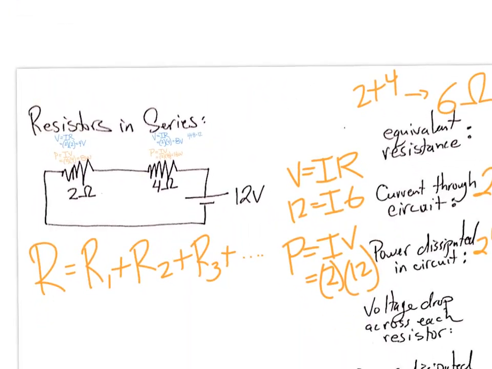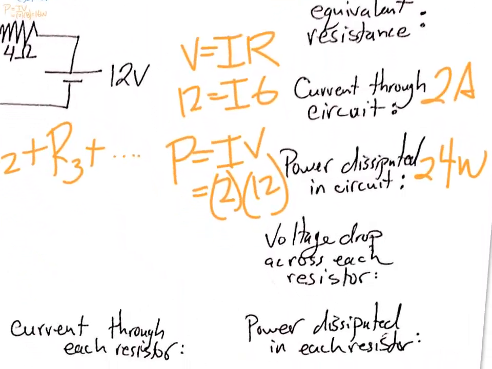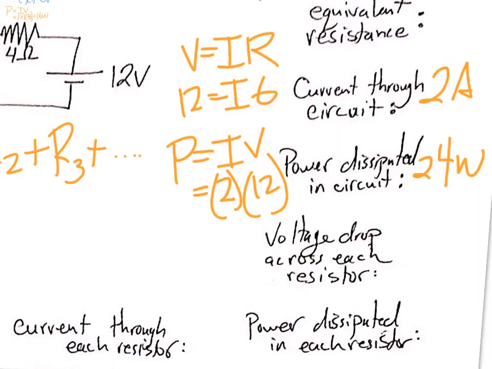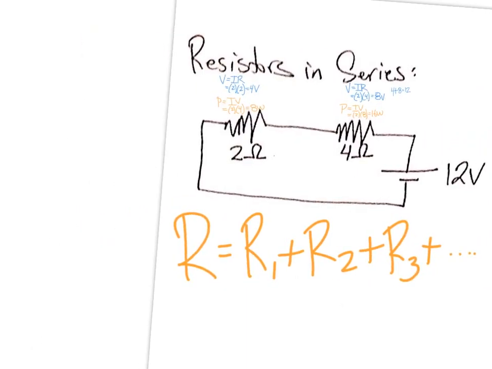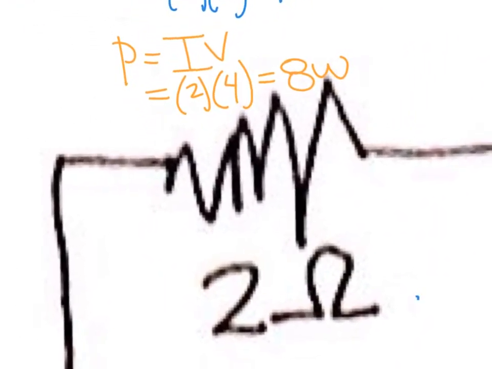Alright, what else are we doing here? So the voltage drop across each resistor, we just have labeled up there, it was 4 volts and 8 volts. Notice how it adds to 12. Power dissipated in each resistor. How hot would they be getting, I wonder?